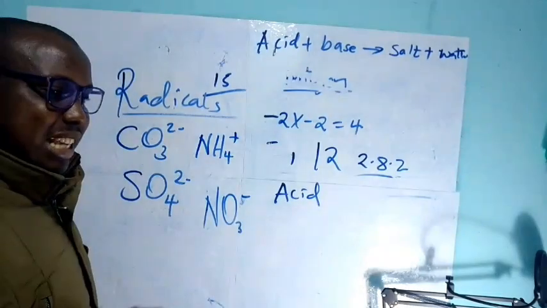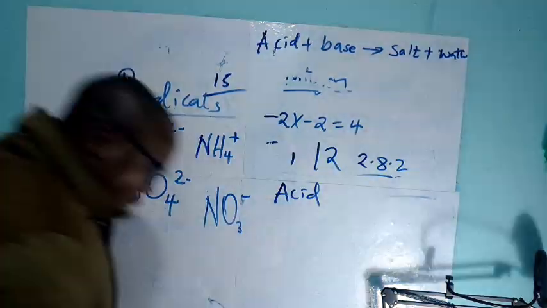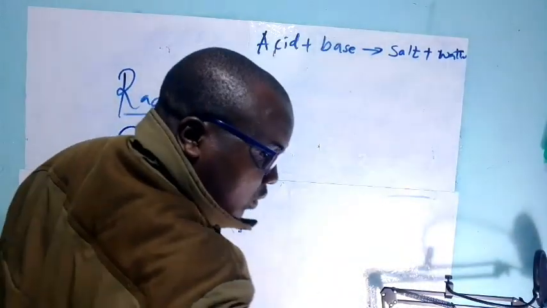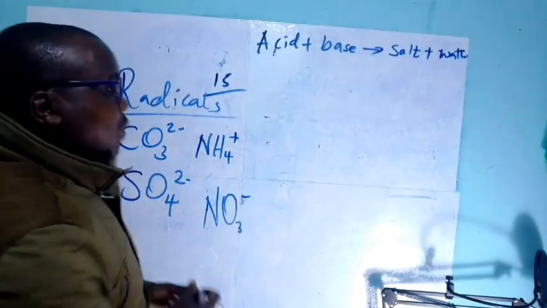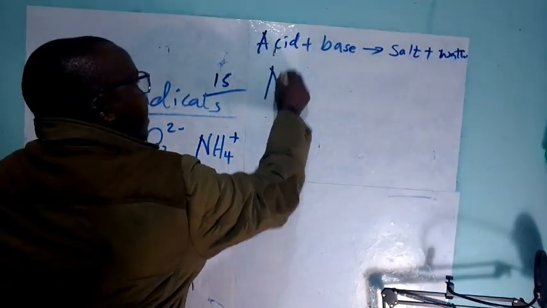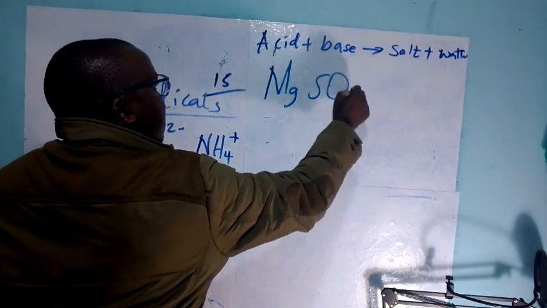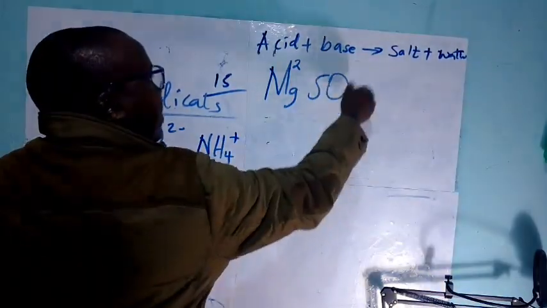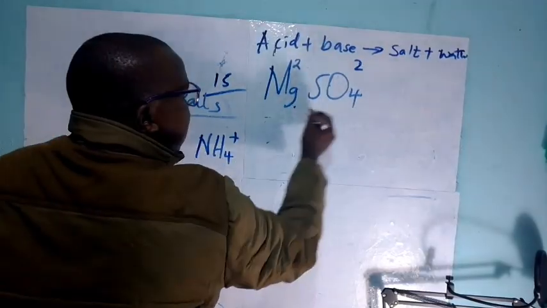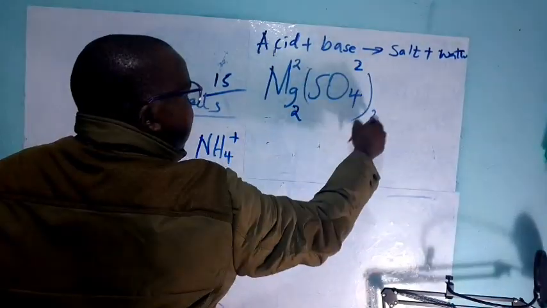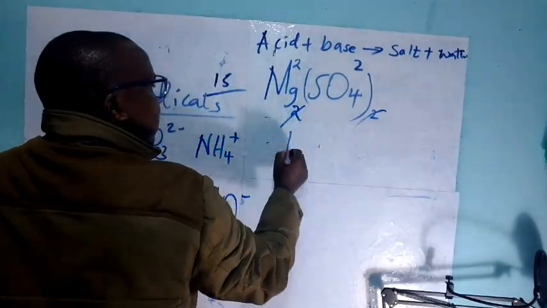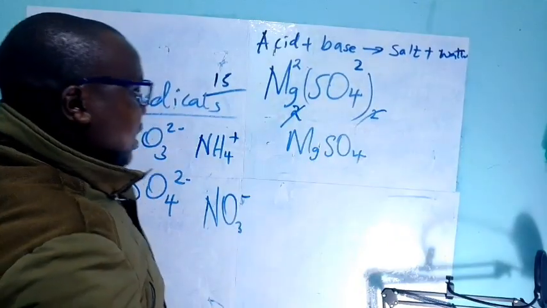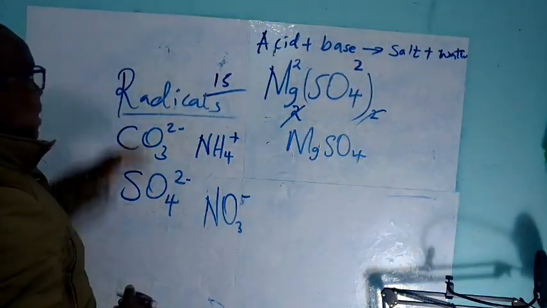So for you to write the correct chemical formula for magnesium sulfate, you must be aware that magnesium has got a valence of 2 and the radical sulfate has got a valence of 2. When they cross, they put 2 here and another 2 here. But since these 2 cancel out, we will have MgSO4 as the chemical formula for the magnesium sulfate compound.